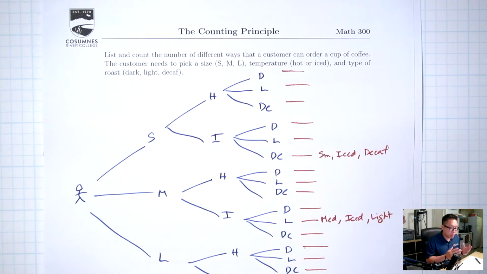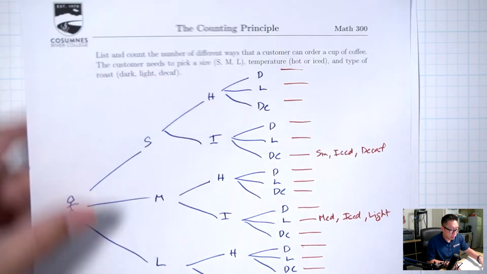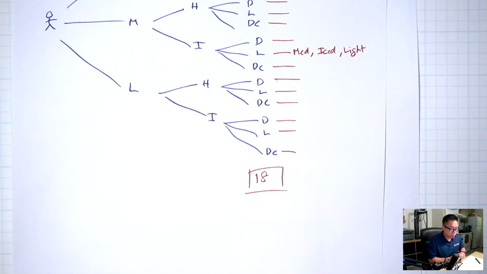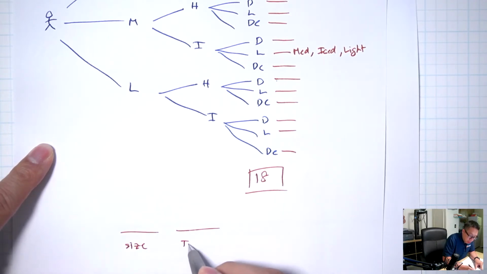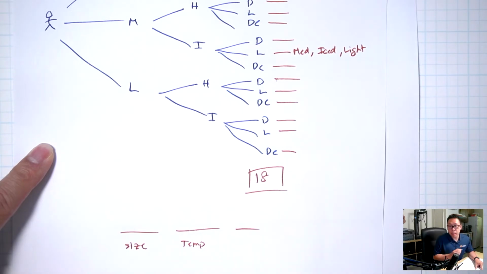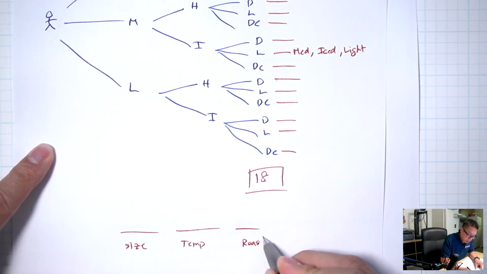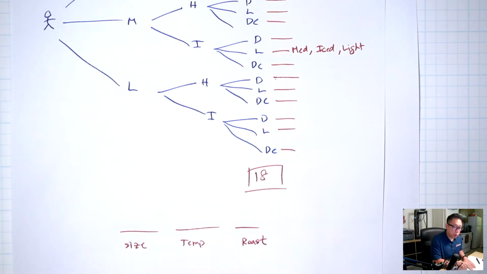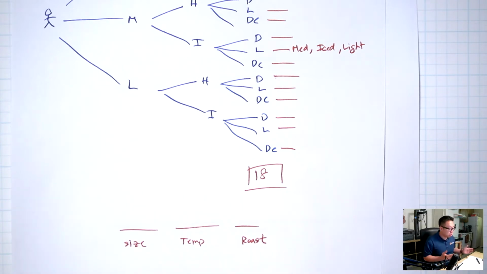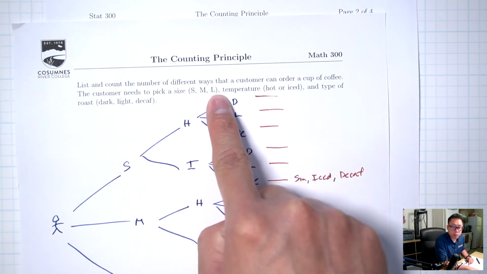Okay, so when you have a task that you break up into parts, I'm going to list out those parts or those choices you have to make. So you have to first pick a size. And then you pick a temperature. And then you pick a type of roast. So ordering a cup of coffee involves 3 separate parts or 3 separate choices that we have to make. And for each part or each choice, count how many options you have. For size, how many options do we have? For size, you can have small, medium, or large. So for size, we had 3 options.